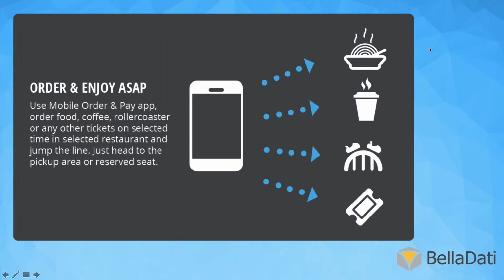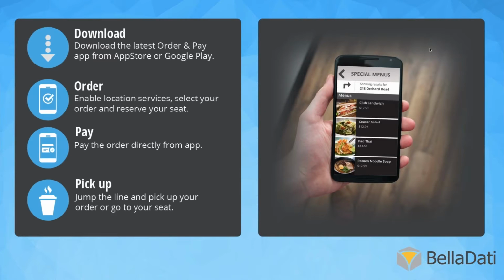This application can be used for ordering food, for ordering coffee, for example, ordering some roller coaster or some tickets. This can be done in the restaurants. And if you do this in the restaurant, you reserve your food via mobile application. Then you just jump the queue and go for the product for your order, or you can, for example, just go to your seat in the cinema.